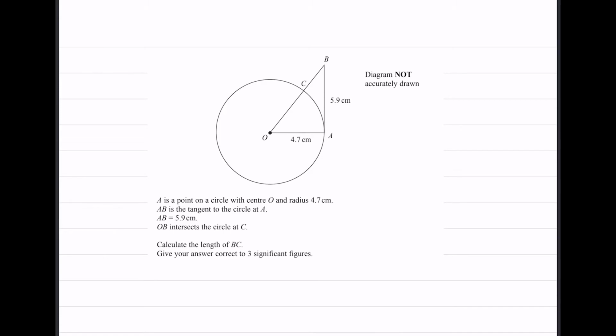Alright, we have a lot of information going on in this question. We're given that A is a point on the circle with center O and radius 4.7 centimeters. AB is a tangent to the circle at A. AB is 5.9 centimeters. OB intersects the circle at C. Calculate the length of BC. So we're calculating the length of BC to 3 significant figures. Alright, so we need to then round off to 3 decimal places.